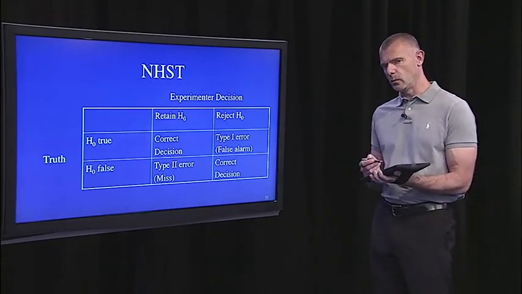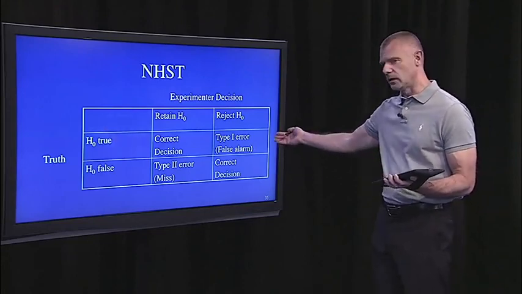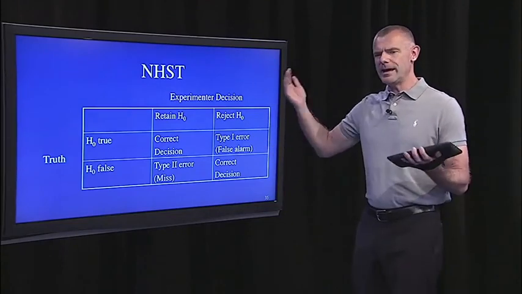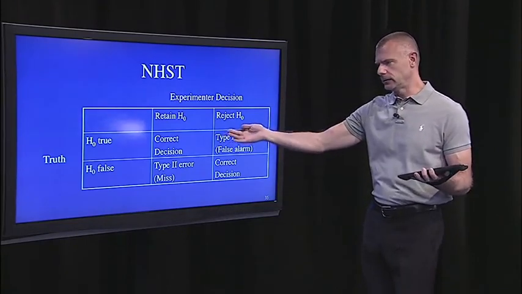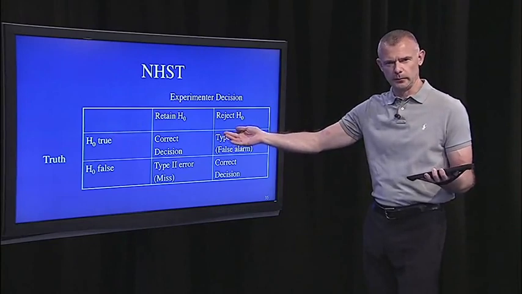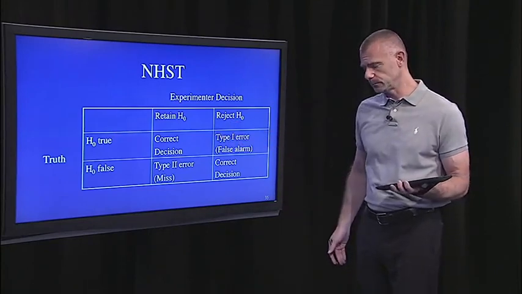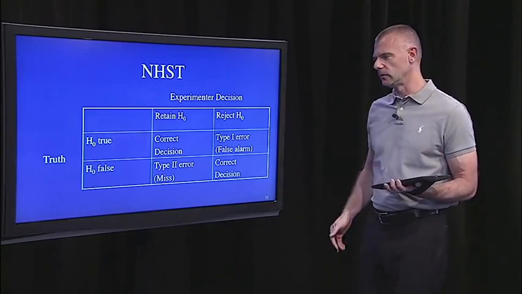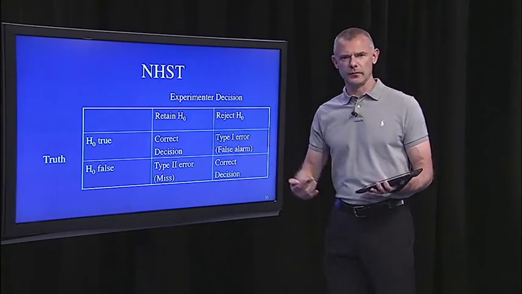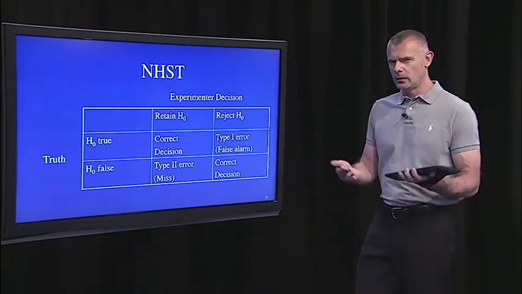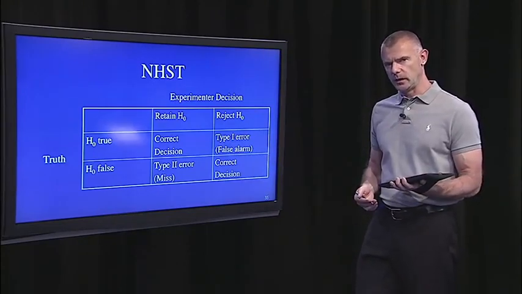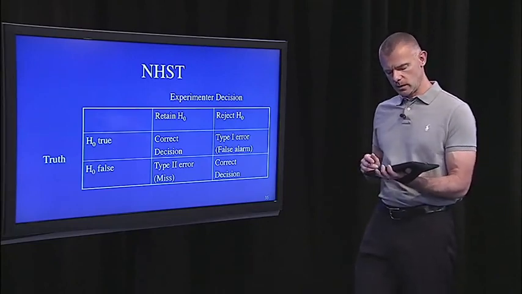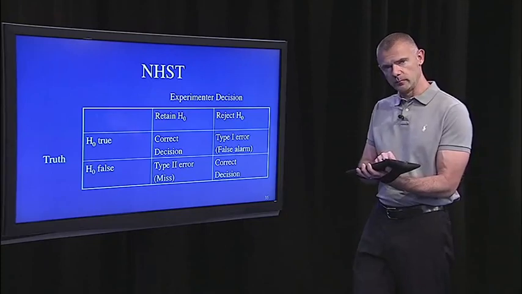You could reject the null when you shouldn't have. That gives you a type 1 error, or false alarm. It's a false alarm because you're claiming something happened when in fact it really was just a fluke. It's really not an effect. So that's why it's called a false alarm. That's a type 1 error in NHST. The other is you missed an effect. The effect really exists, but you fail to detect it, and you retain the null hypothesis. Those errors are always a possibility when you play this game.